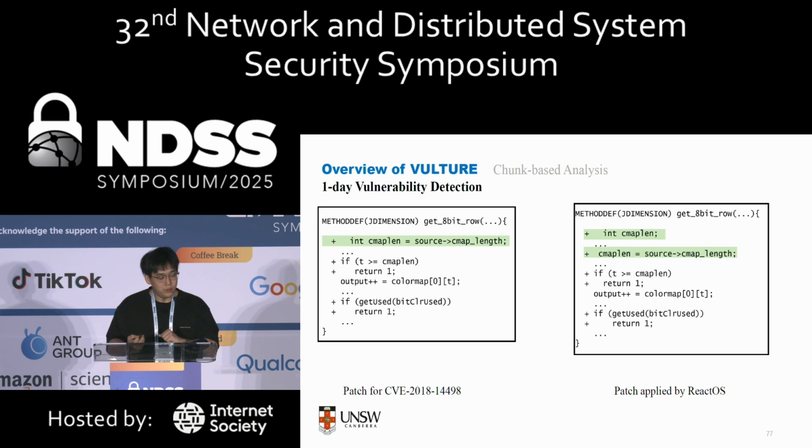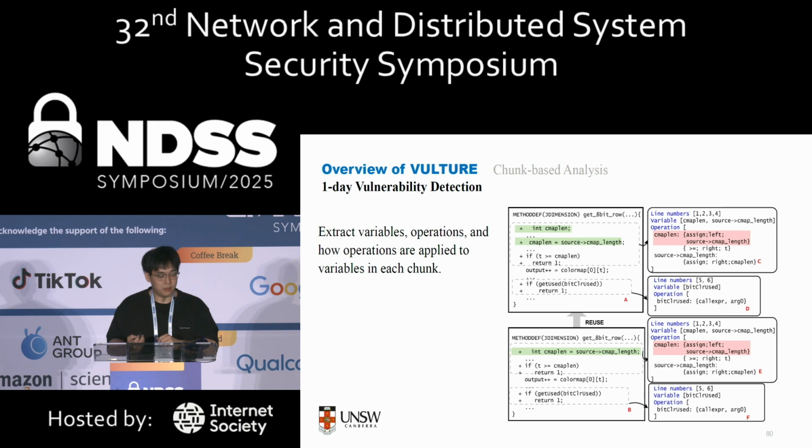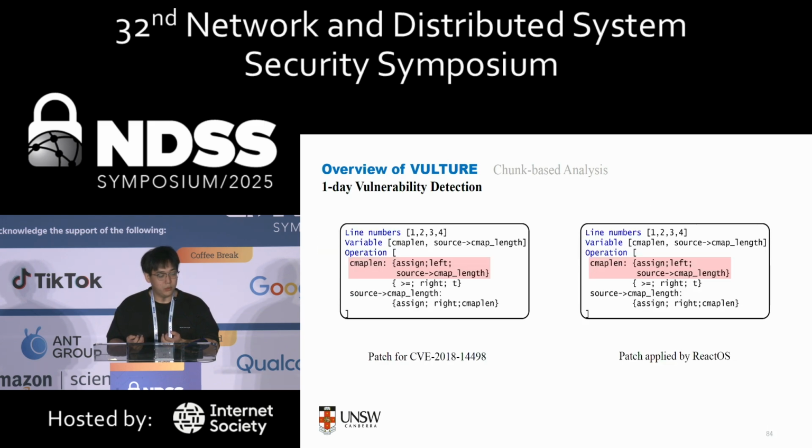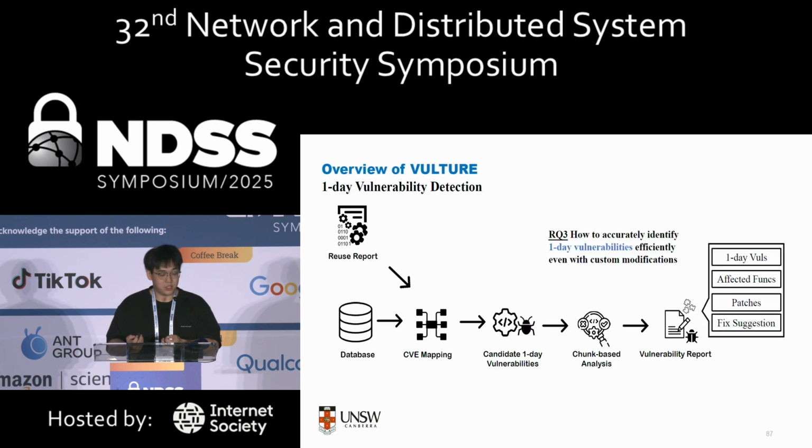So what we do is we firstly group the modified lines into different chunks according to the control and variable dependencies like this, and then we extract the variable operations and how operations are applied to the variable into chunks and generate an abstraction. Then we can compare the abstractions instead of the patch itself, and we can see that these two patches are identical, and the patch is applied, so no vulnerability is there in ReactOS. And after chunk-based analysis, we can have a vulnerability report and give some fix suggestions.